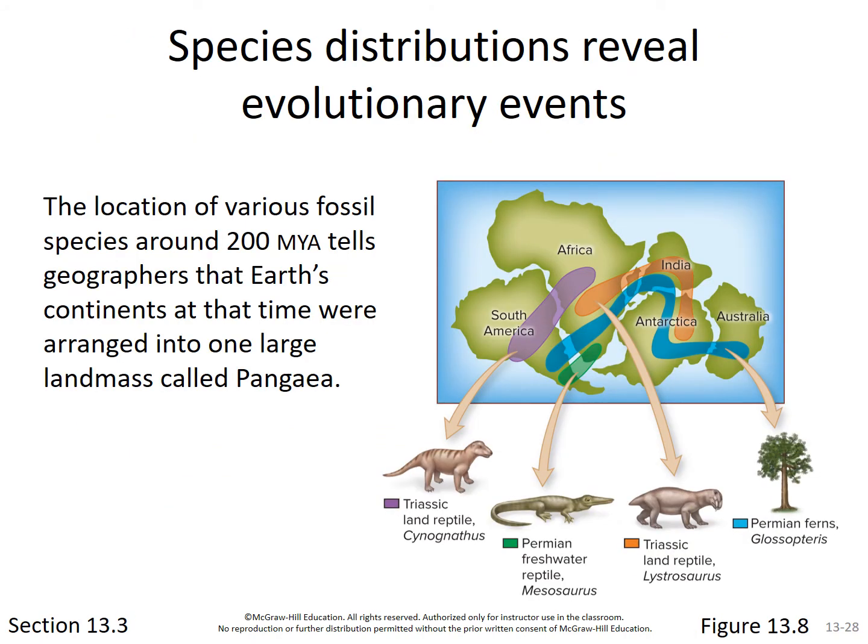Now, the location of fossil species around 200 million years ago tells geographers that Earth's continents were arranged into one large landmass called Pangaea. And again, the reason is because you see the range of different organisms across areas that are widely separated now. Think about how far separated Africa and India and Antarctica are from each other now. They used to be joined together. And so a Triassic land reptile called Lystrosaurus has been found in Africa, India, and Antarctica. Why would the same fossil be found in locations that are that far apart? The reason is because those locations used to not be far apart.